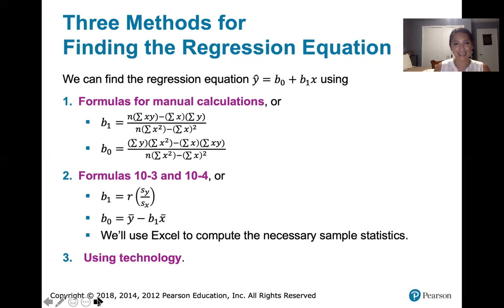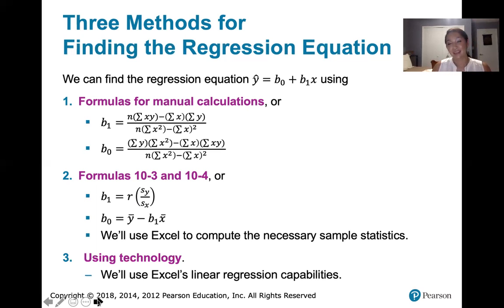Now, lastly, our third method for finding the regression equation is to just use technology. Often technology will just spit out the values of b sub 0 and b sub 1, or sometimes it'll even give you the value of y hat. It'll say y hat is equal to this constant plus this constant times x. That's very nice, very convenient. We're actually going to use Excel's linear regression capabilities.